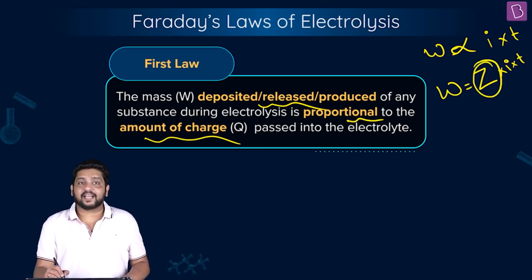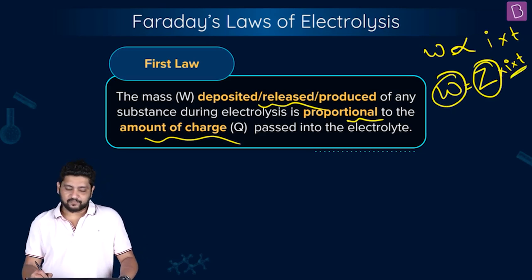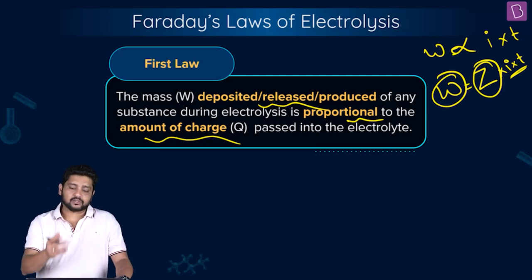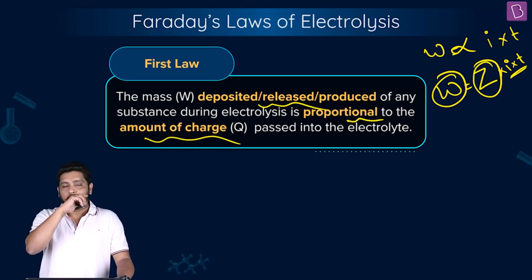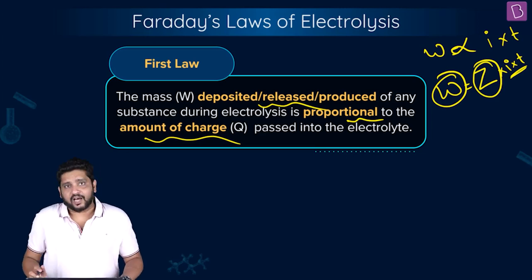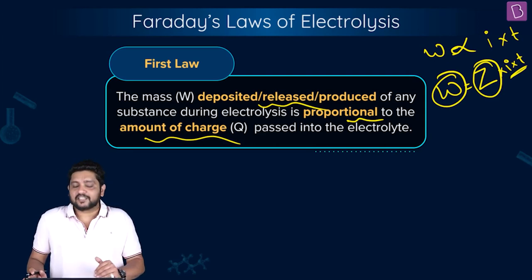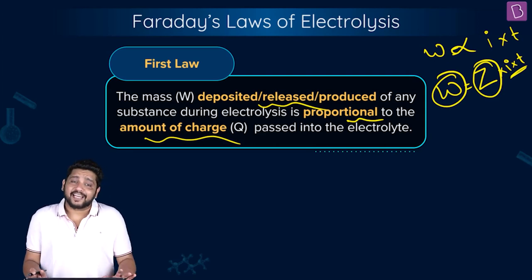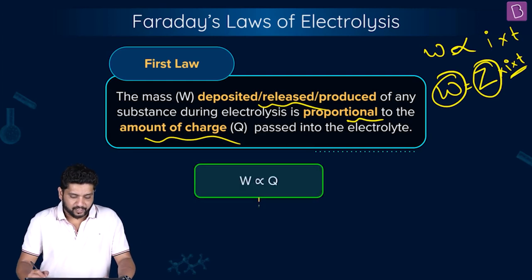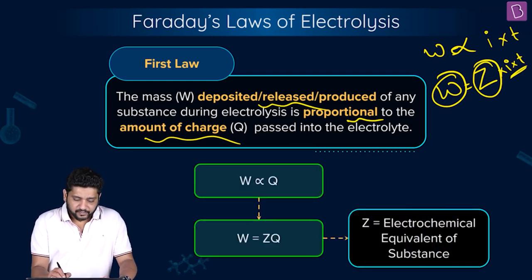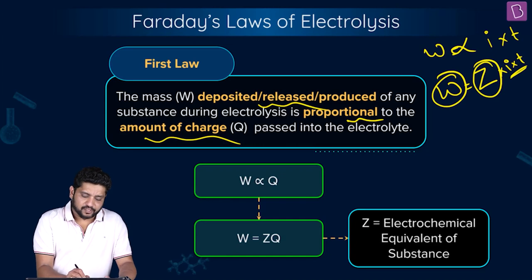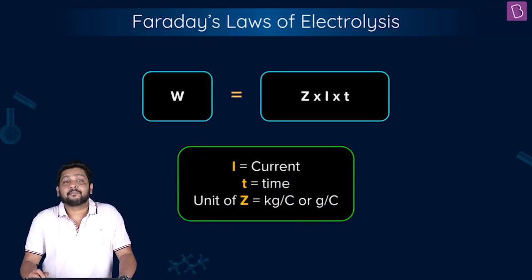Obviously, what will be Z? It will be the weight when 1 coulomb charge is passed, right? It will be the weight that is deposited when 1 coulomb charge is passed. So I into T, if it is equal to 1, which means current into time of charge is 1 coulomb, then the amount of substance deposited will be equal to your Z, which is called the electrochemical equivalent, right? So electrochemical equivalent of substance into Q will give me the weight of the substance deposited.